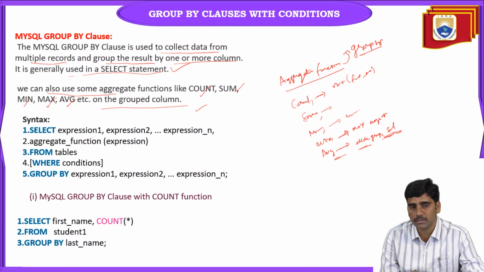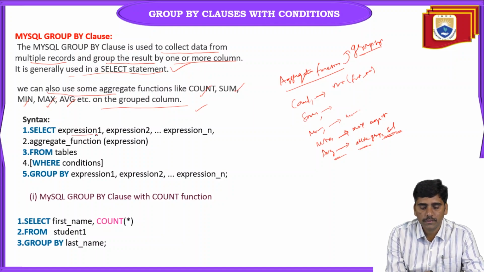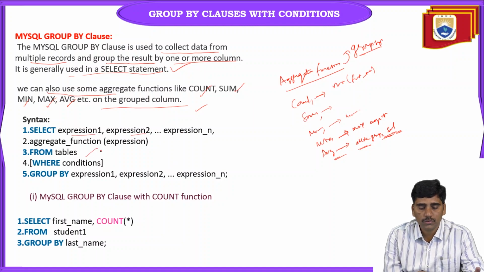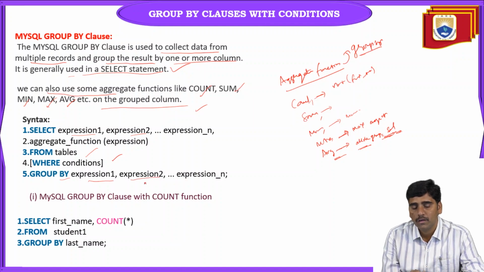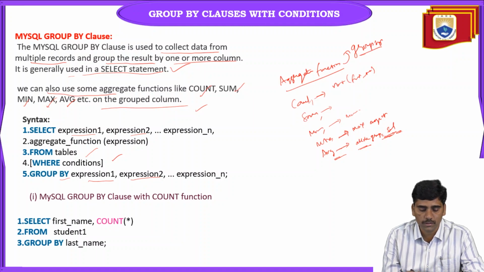How can we write the syntax? SELECT expression1, expression2, and so on, so you can mention any number of attributes, FROM table, specifying which table, with a WHERE condition, and GROUP BY the columns, that is, the columns from which you are grouping and displaying the result.